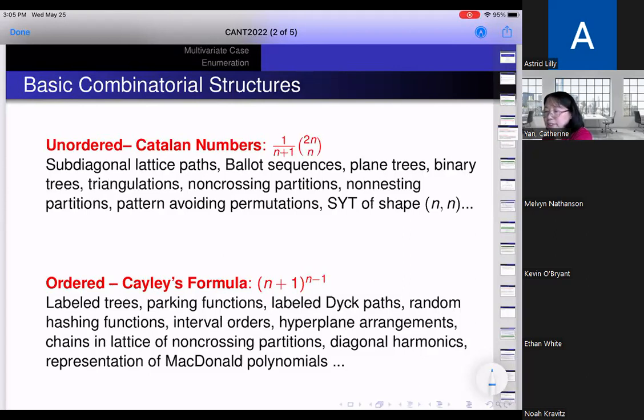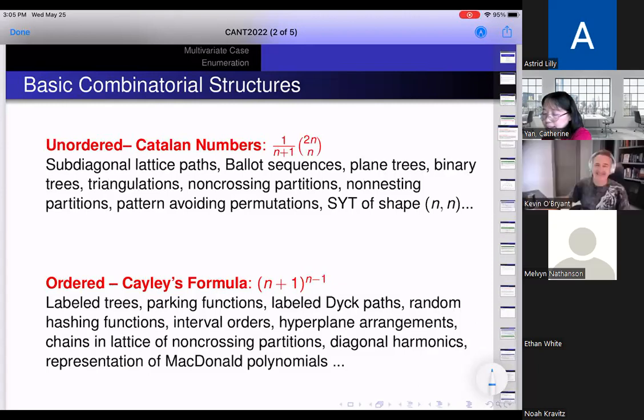And as Noah mentioned in the previous talk, in the dope matrices of two rows. On the other hand, there is another family of structures counted by Cayley's formula, (n+1)^(n-1). The typical example is labeled trees on n+1 vertices, with this family also including parking functions of length n. This is kind of a lot of situations.